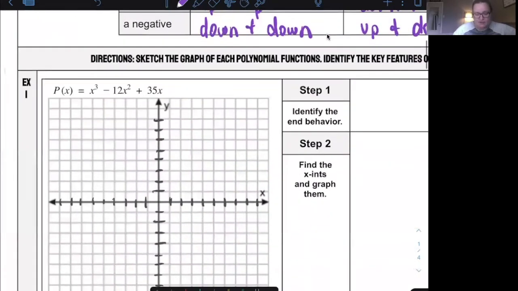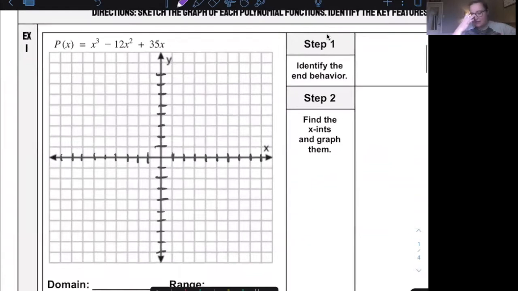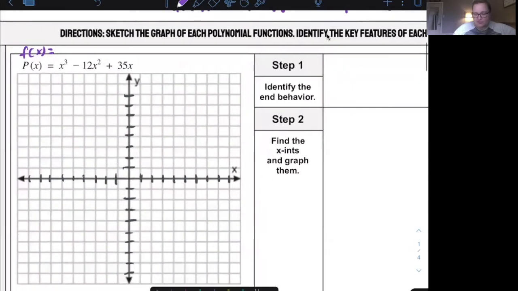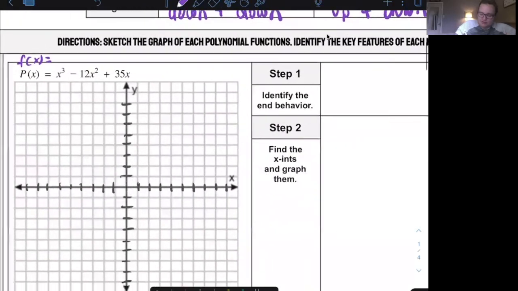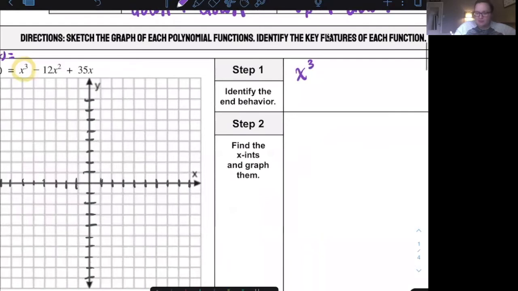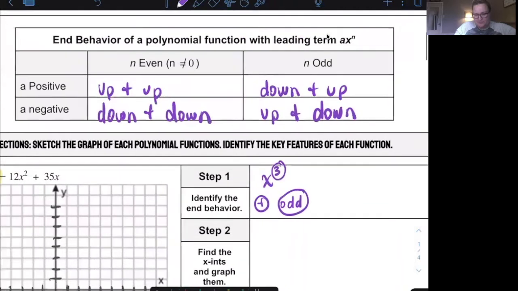All right, so our very first equation is p of x is equal to x cubed minus 12x squared plus 35x. Now remember, p of x or f of x is just function notation. It replaces the y. P of x is just a way of saying this is a polynomial function. So the very first thing we're going to do is identify the end behavior. That's step one. So remember, you look at your leading term, and our leading term of this function is x cubed. Well, this term is positive and the degree is odd. So my end behavior will be down and up.